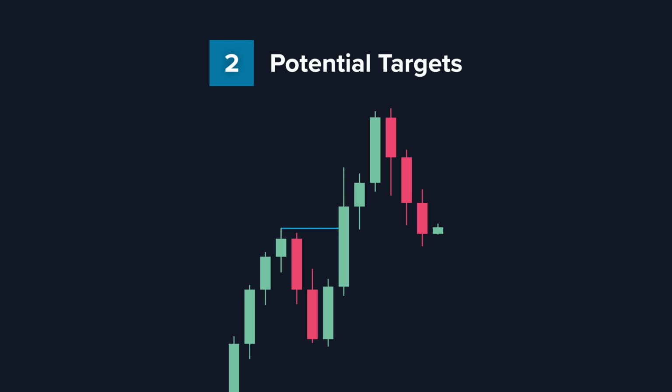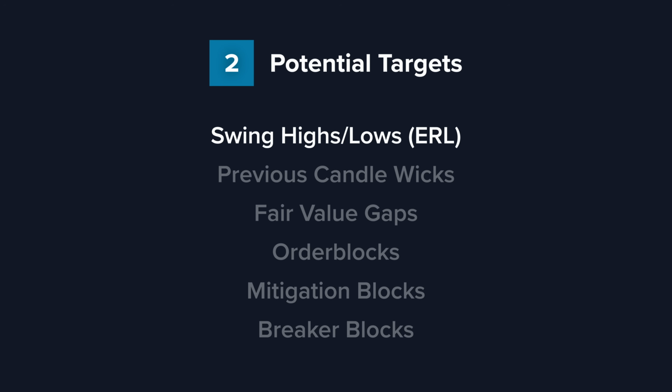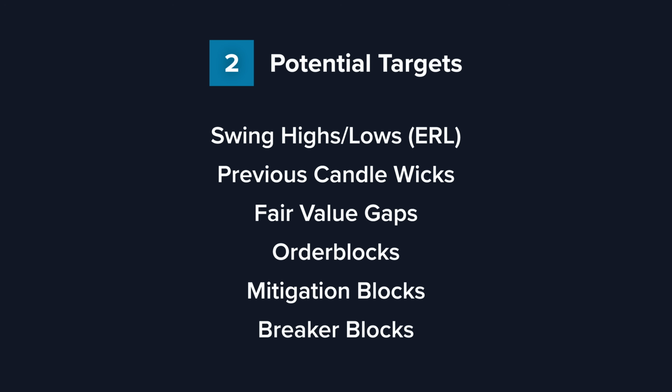And when we talk about targets, we are referring to any PD arrays on the chart that the market might target to create its next move. And these can be previous swing highs and lows, the wicks of the previous candle, fair value gaps, order blocks, mitigation blocks, or breaker blocks.